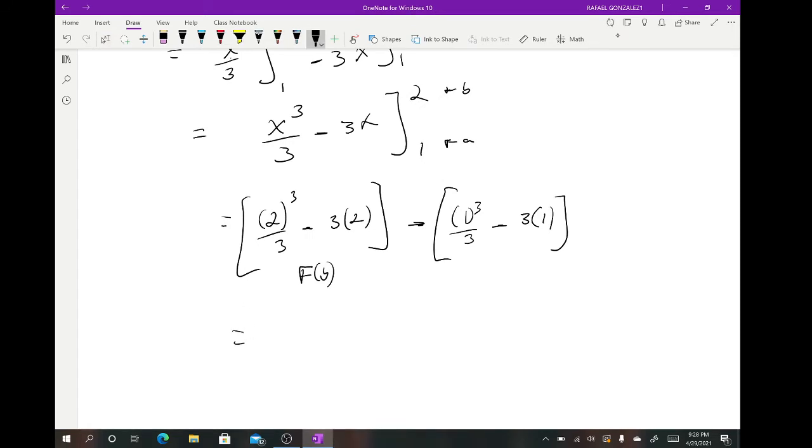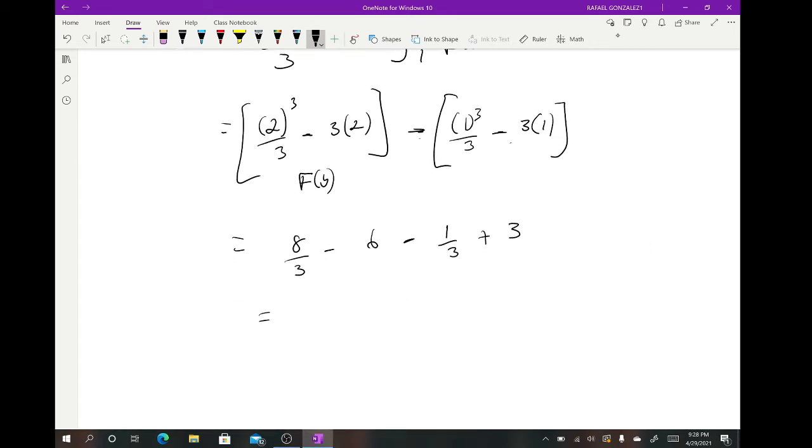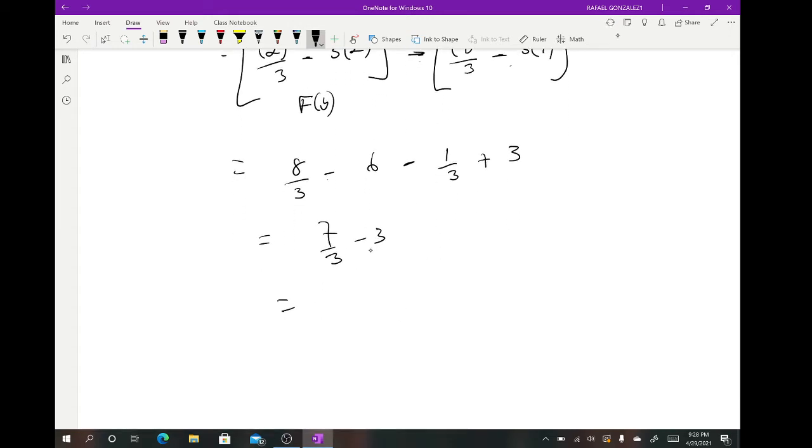And then you could simplify. So we have 2 cubed, that's 8. We have 8 over 3 minus 3 times 2 is 6, minus 1/3 plus, let me distribute the negative sign, 3. So now what we have here is 8 over 3 minus 1 over 3, that's 7 over 3. Negative 6 plus 3 is negative 3. And then to make the denominators the same, you multiply top and bottom here by 3, so you have 7 over 3 minus 9 over 3. And this is equal to negative 2/3.